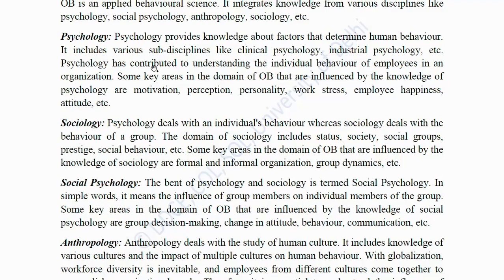Psychology has contributed to understanding the individual behavior of employees in an organization. Some key areas in the domain of OB that are influenced by the knowledge of psychology are motivation, perception, personality, work stress, employee happiness, attitude, etc.